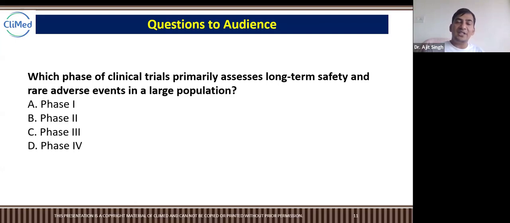And that's why we need larger populations, and we do it in post-marketing surveillance, which is called phase 4, to know the long-term effect of the drugs, because the actual concentration is piled up in the body after years, and then the continuous concentration can cause the problem.